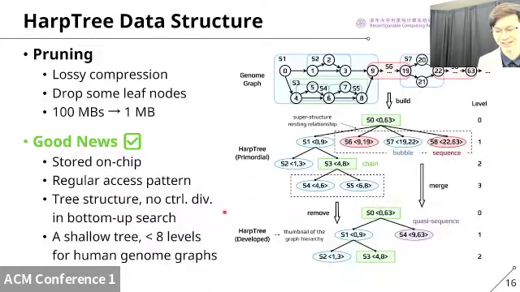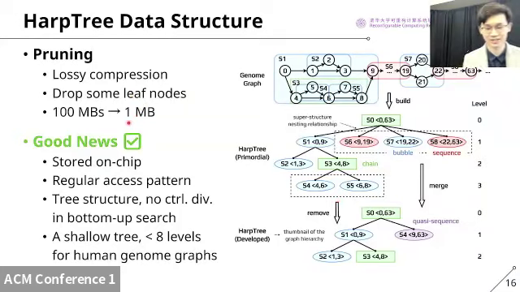It's a tree-style structure, but it's not enough, because it will still take around 100 or so megabytes, so we cannot put it on chip right now. So in Harp, we introduce another strategy called pruning, which can be seen as lossy compression, where we get rid of some of the leaf nodes, the small ones. It can effectively compress the tree into a few hundred kilobytes or some megabytes, and it can be placed on chip.